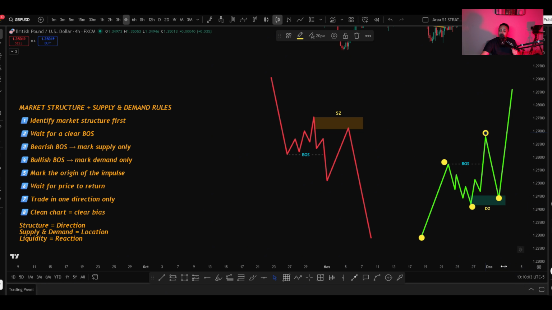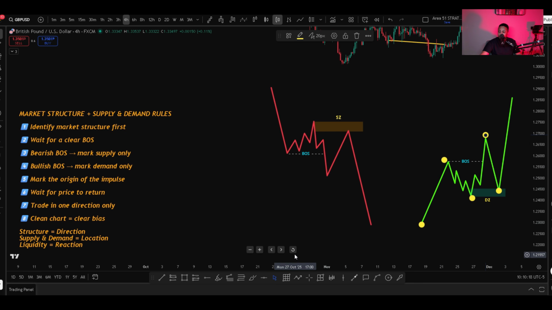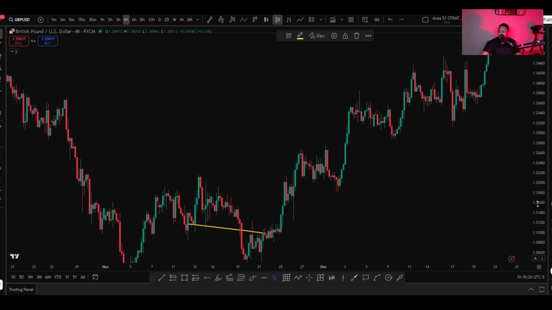So now that we get this out of the way, before I move ahead into the real chart, please go ahead and take a screenshot for your own notes. And once you're done, we can go ahead. Now that you did that, let's go to the real chart.